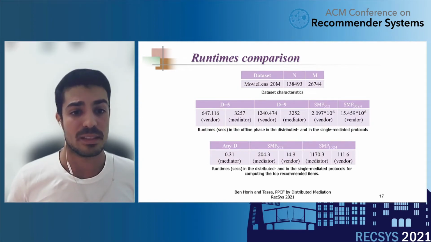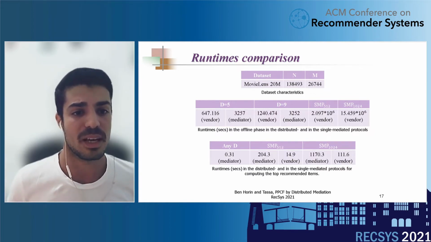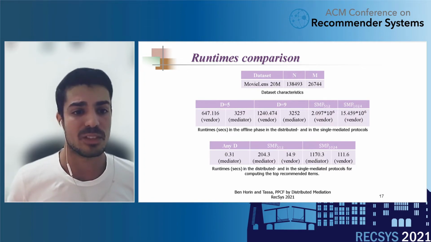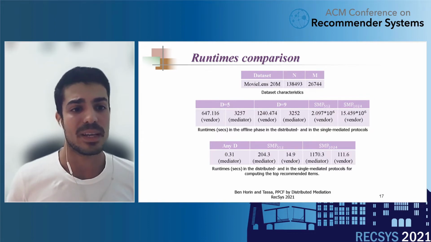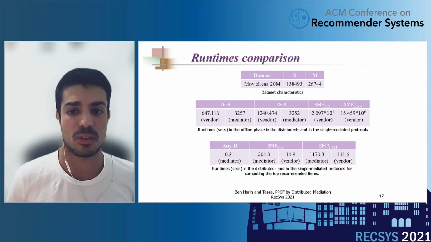Our protocol, like the single-mediated protocols of Shmueli and Tassa, issues exactly the same outputs as the underlying non-privacy-preserving CF algorithm. Namely, the cryptography shield does not have any effect on the CF itself, but it does have its toll in terms of runtime. We ran extensive experiments with both the distributed and the single-mediated protocols on several datasets to illustrate the viability of our protocols and the overwhelming advantages that they offer, not only in terms of security, that is being collusion resistant, but also in terms of runtime.